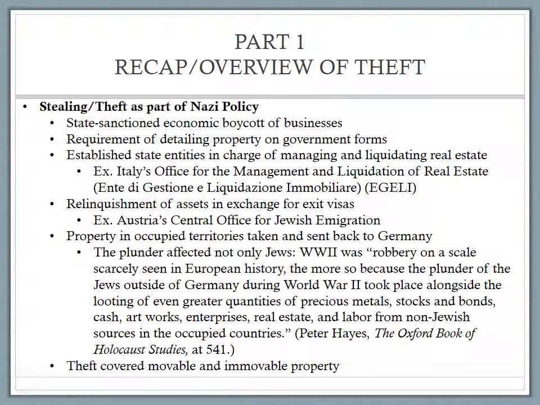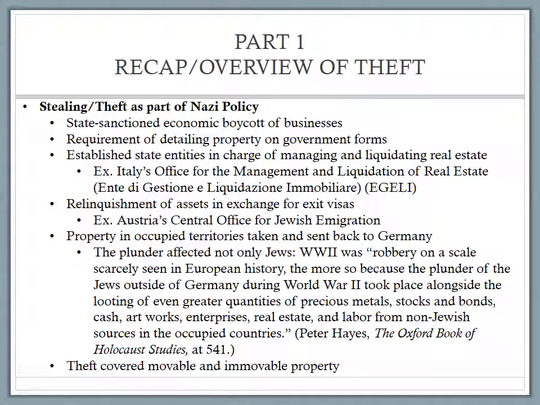Also, another factor in stealing or theft as part of Nazi policy was the relinquishment of assets in exchange for exit visas. Professor Basler describes this phenomenon in his book with the example of Austria's Central Office for Jewish Immigration, which was a sort of one-stop shop for dispossession of assets, at the conclusion of which you left with an exit visa and nothing else.